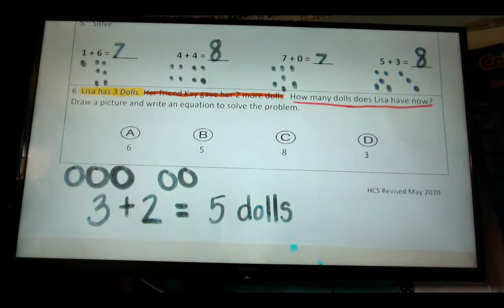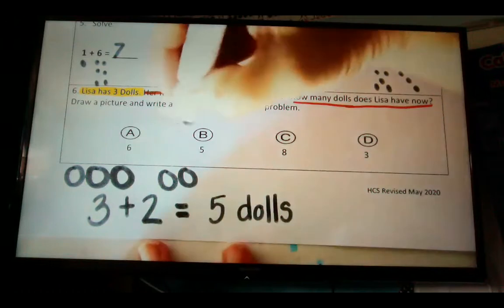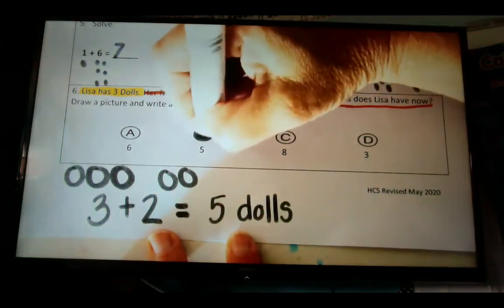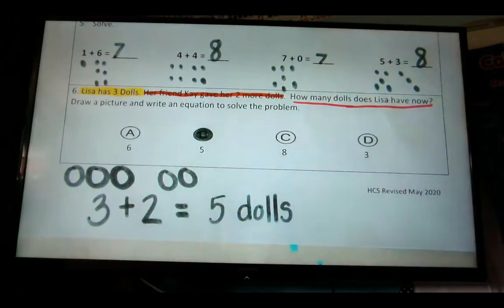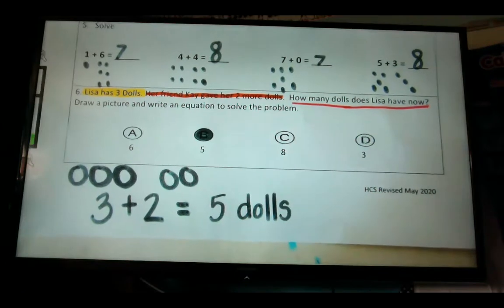Which answer shows 5? Is it A, B, C, or D? That's right. It is B. Lisa has 5 dolls. Nice job, friends. All right, now let's get started with our lesson.